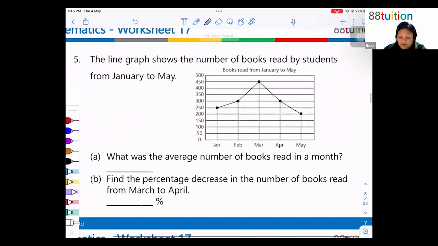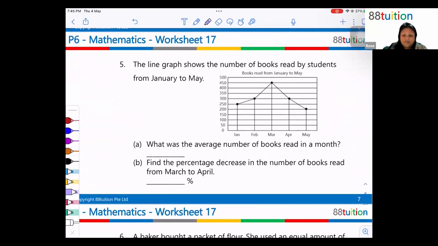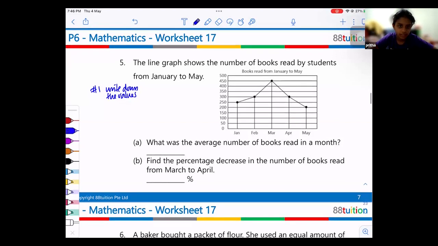Question 5, you have to be very careful. Now, whenever you do a graph question, what's the first thing that you need to do? Number 1 rule. Write down the values. If you look at the graph, can someone tell me how many books did the students read in January? 250. January 250. Yes, Crystal answers right.